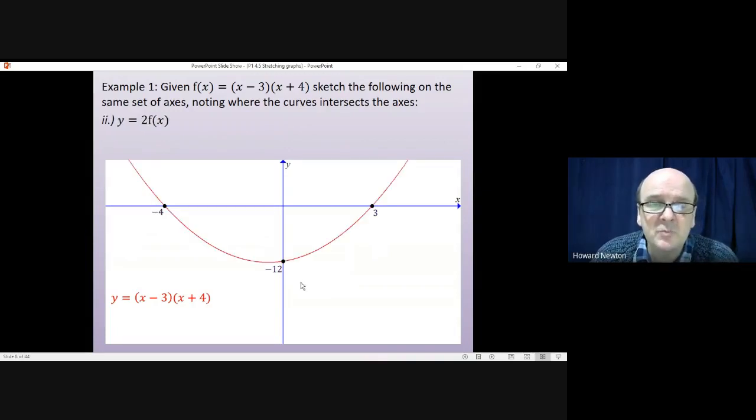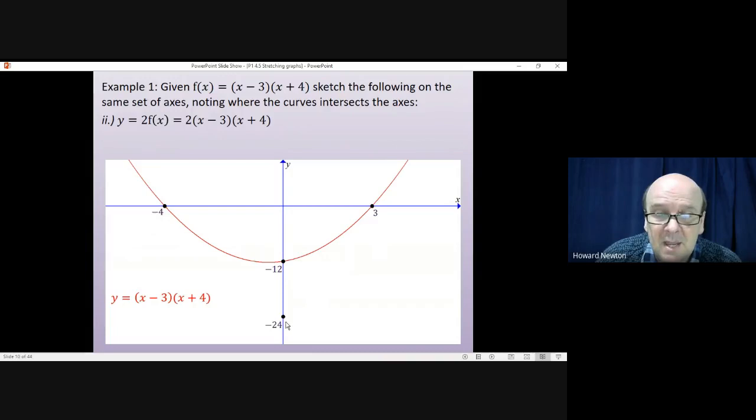We're then asked to sketch y equals 2f of x. Well, that doubles all of the y values. So the -12 here is going to be doubled to get -24. Now the y values here and here are 0. And when you double 0, you still get 0. So points on the x-axis, they're not going to move at all. So the new graph is going to cut through -4 and +3, but it'll also come down here at -24.